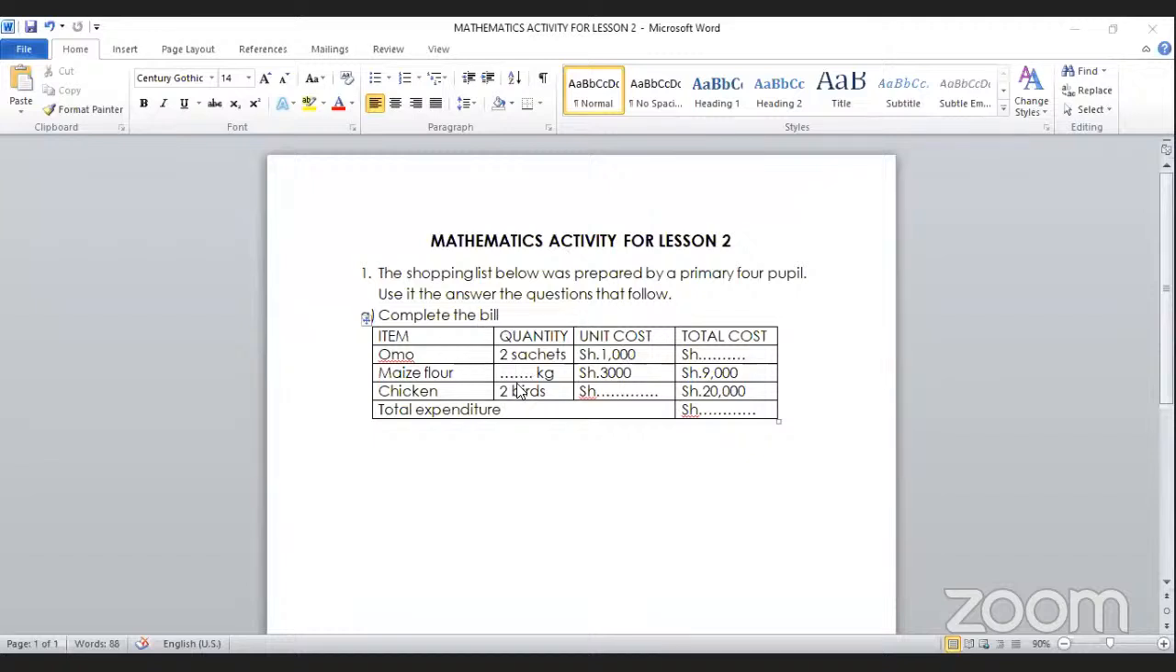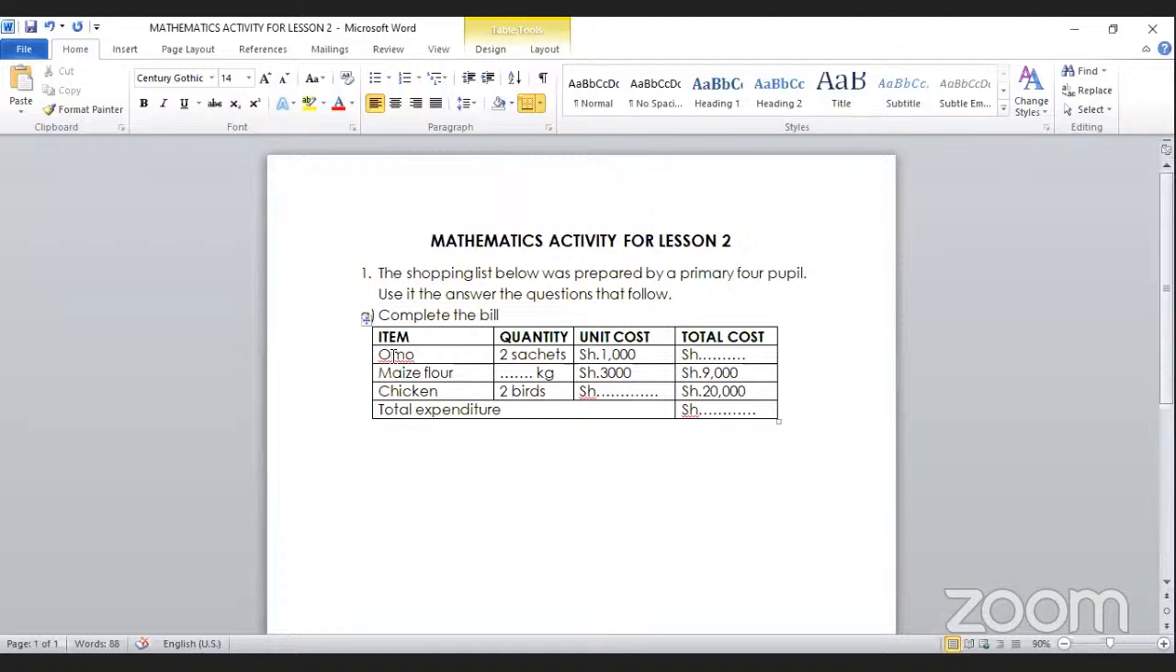We learned about completing the shopping list. In table form, they give you a shopping list. For example, here they have given you this shopping list. When you look at the shopping list here, you have the items, you have the quantity, you have the unit cost and the total cost. Then they asked you to complete the bill.